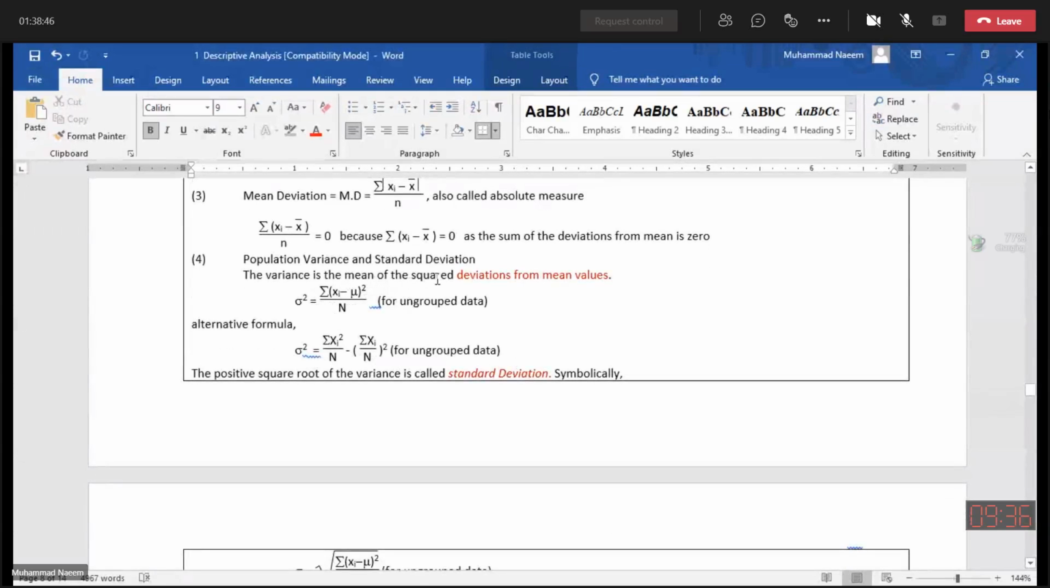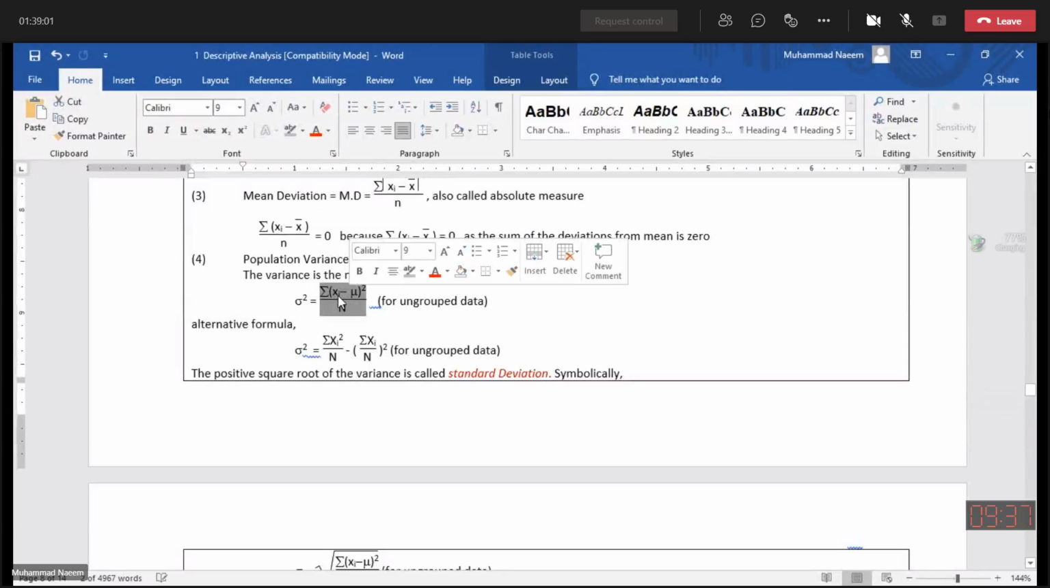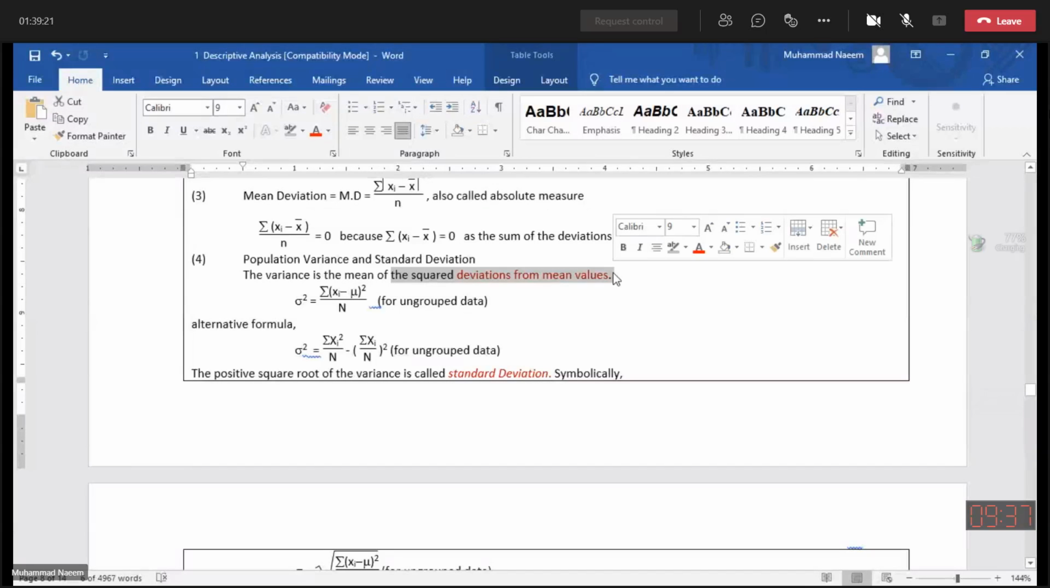Variance is the mean of the squared deviations from the mean value. This is the definition of the variance. Look at this formula. What we have within the brackets, xi minus mu, is just the deviation from the mean value. And take their squares. So we have squared deviations from the mean value. Find their average: sum up all squared deviations from the mean value and divide by their number.